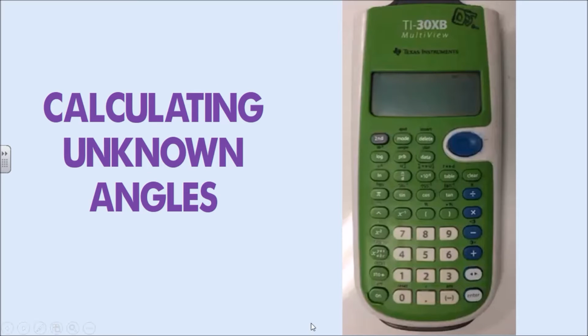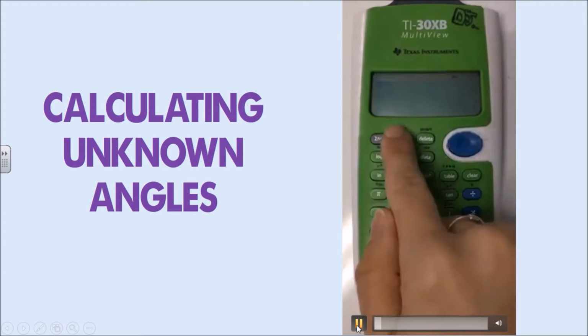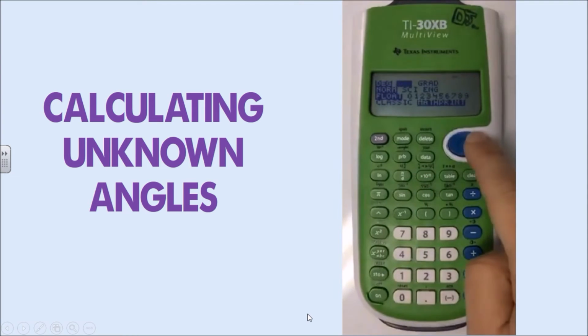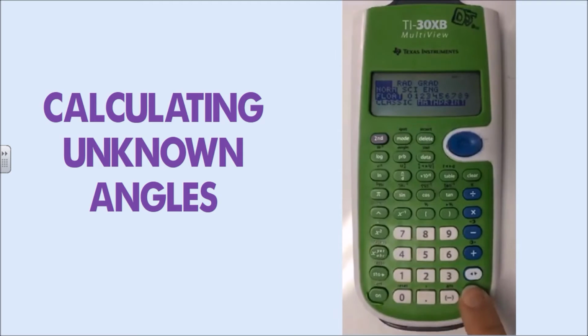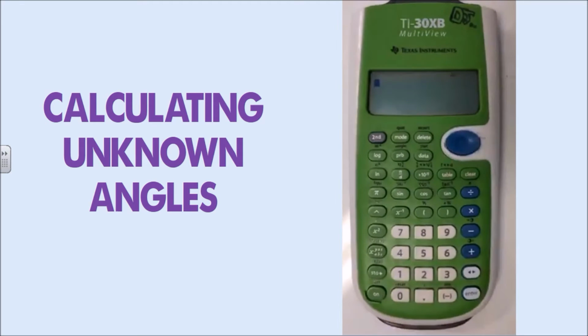Okay guys, we've already looked at how to find the unknown side length of a triangle. Now we're going to look at how to find the unknown angle. First thing to do is to check that your calculator is in degree mode. Press the mode button, make sure that DEG is highlighted. If it's not, press enter when it is highlighted and then clear to exit that screen.